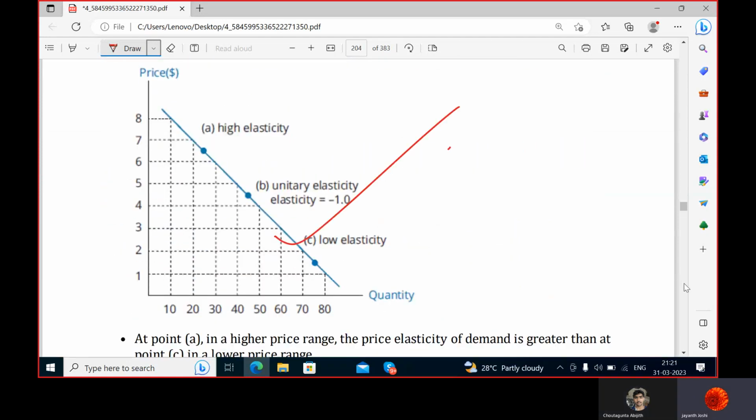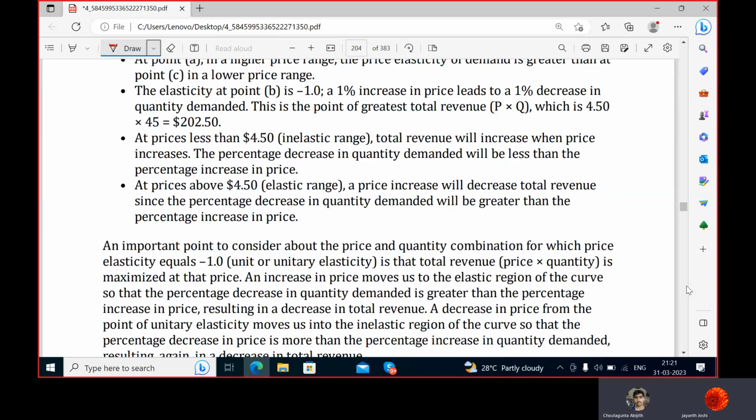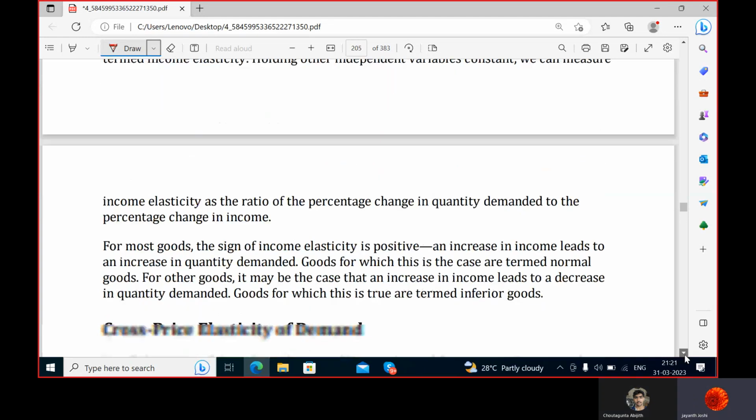This is also done right now. So what is income elasticity of demand, Abhijit? Let us now discuss these two elasticities as well.